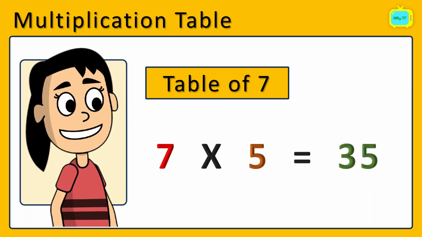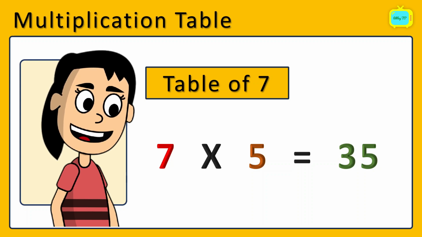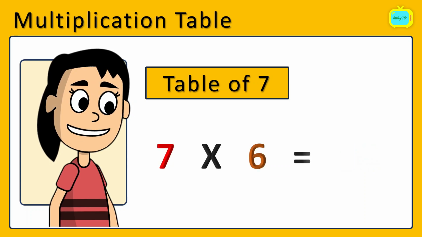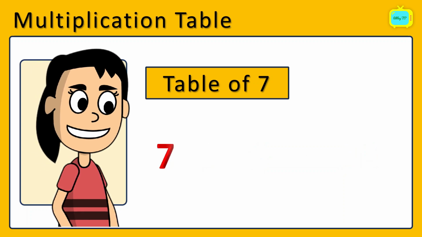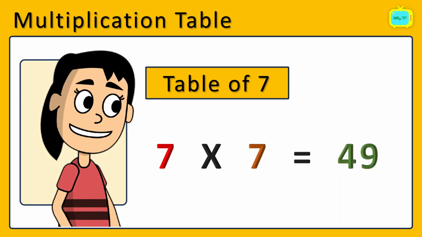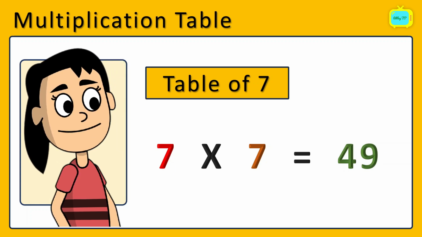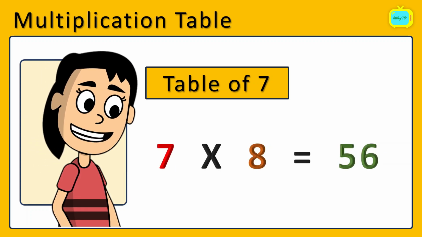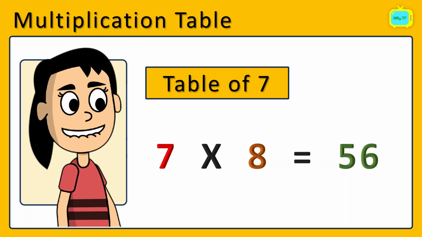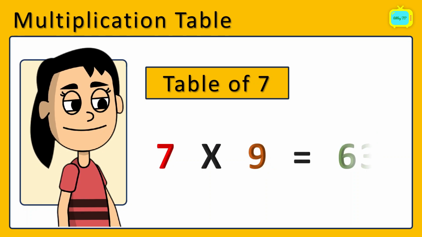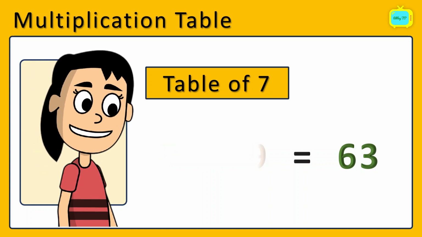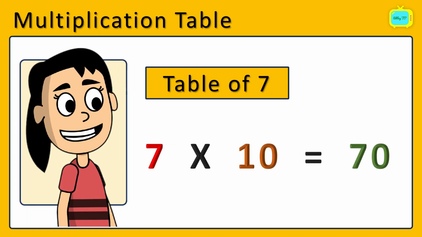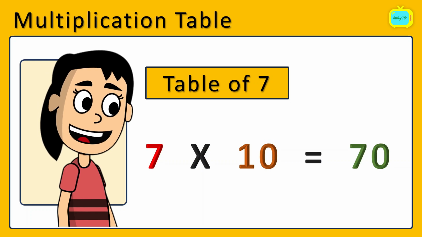7 5s are 35. 7 6s are 42. 7 7s are 49. 7 8s are 56. 7 9s are 63. 7 10s are 70.